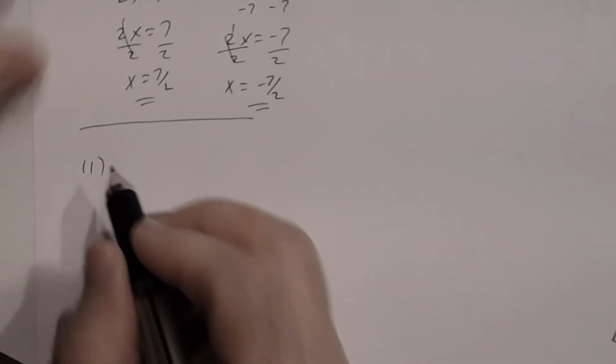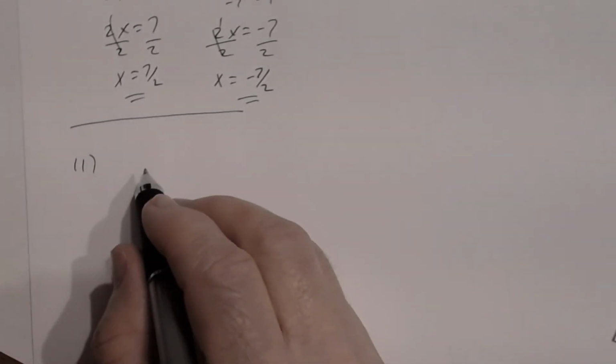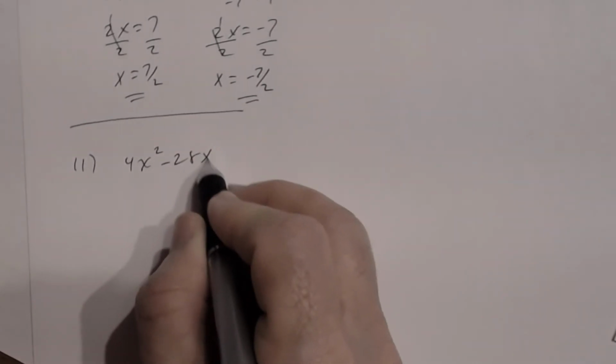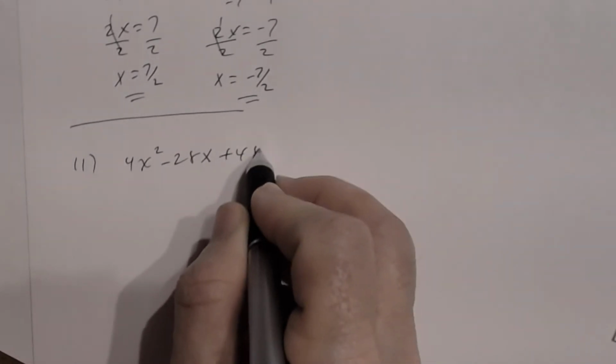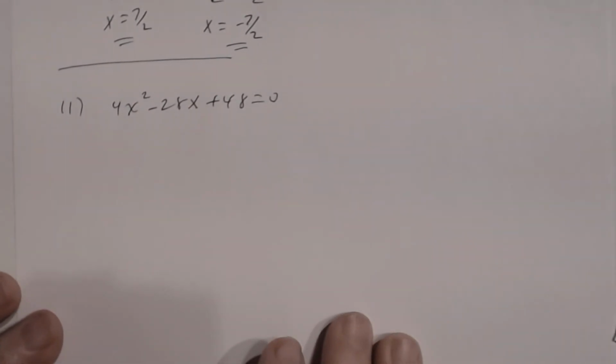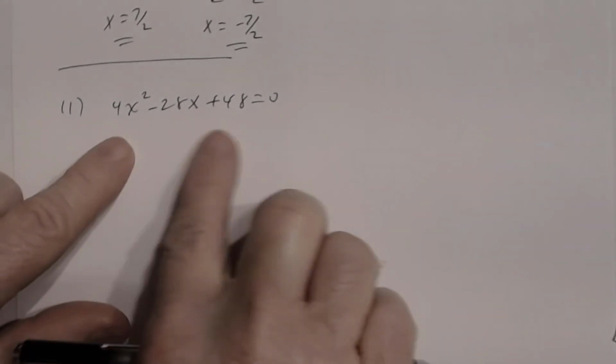Number 11, we have 4x squared minus 28x plus 48 equals 0. All right, so 4x squared minus 28x plus 48 equals 0. Okay, so there are a couple of things I just want to say about this one. So the first thing you should do is, well, first of all, notice it is in standard form.